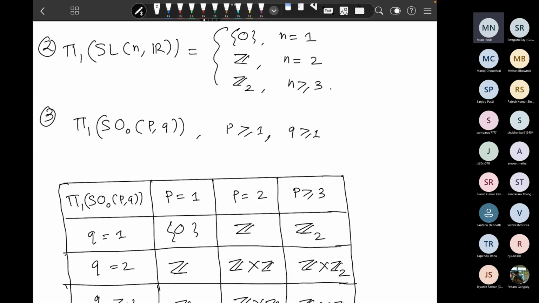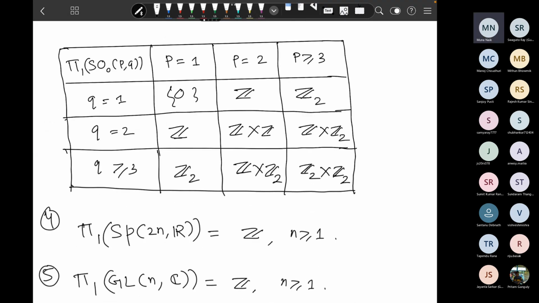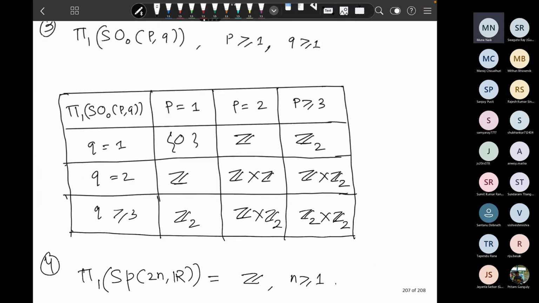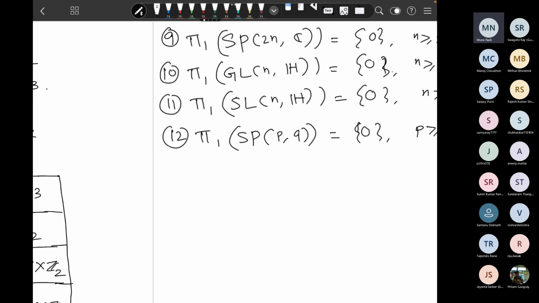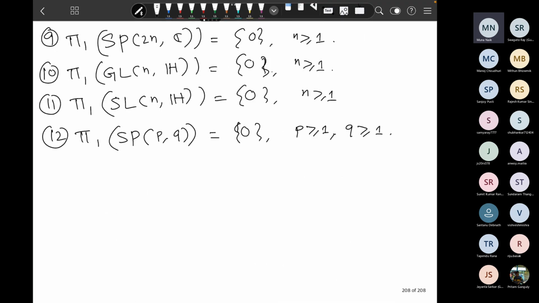Okay. So similarly, I have calculated all the fundamental groups here. We just verified. So now this finishes everything about classical groups, but I have to just discuss one question.